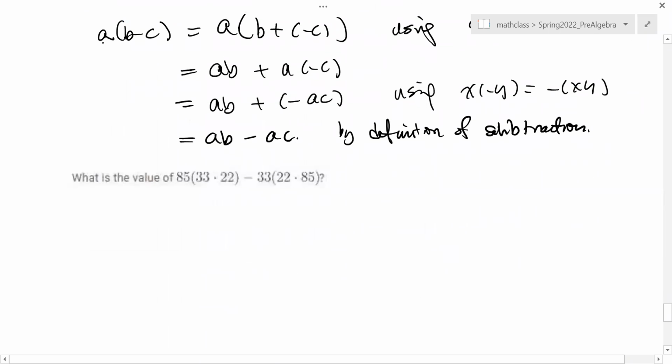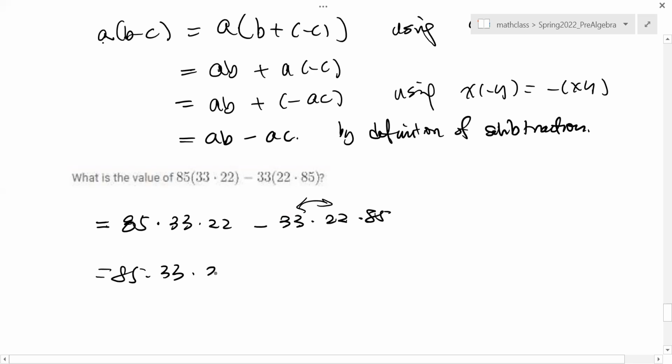Okay, so let's take a look at this problem. What is the value of this number? Okay, let's compute it. How do you do that? You see 85, actually it's going to be 0 quickly, because you regroup them: 85 times 33 times 22, and here's 33 times 22 times 85. It doesn't matter which parentheses you use, right? Then you can interchange those two. You can always interchange all the terms. So it's 85 times 33 times 22 minus itself. That's why it's going to be 0. You don't need to multiply them out.